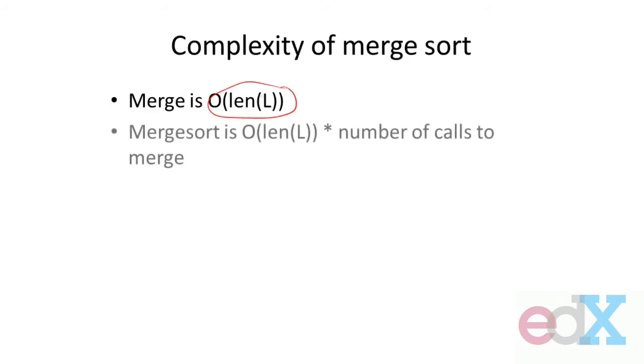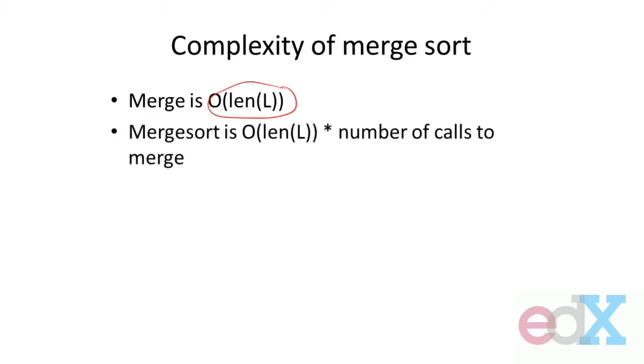Okay, now, what's the complexity? Well, we know that the complexity of merge is order of the length of the list. We just argued that earlier. It says if I got two lists, the sum of their lengths is of length L, I've got to walk through each one of them at least once to do the merge, but no more than once, so the merge is of order length of L. So merge is linear.